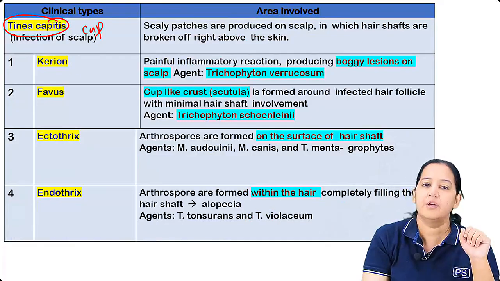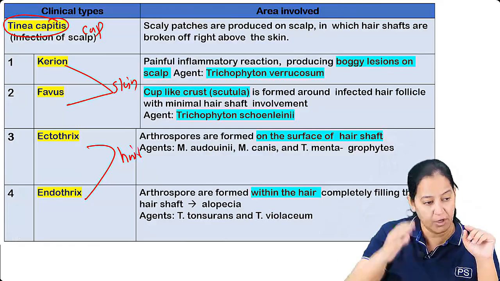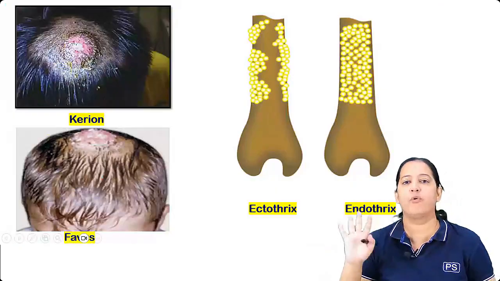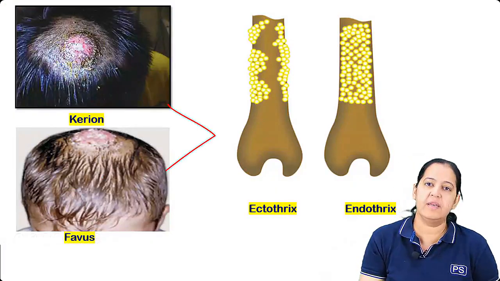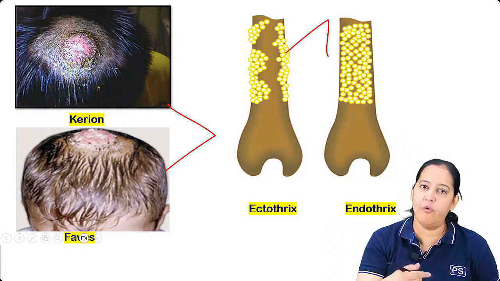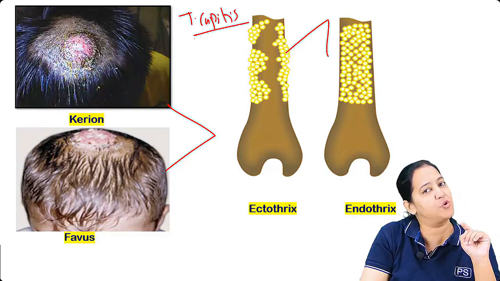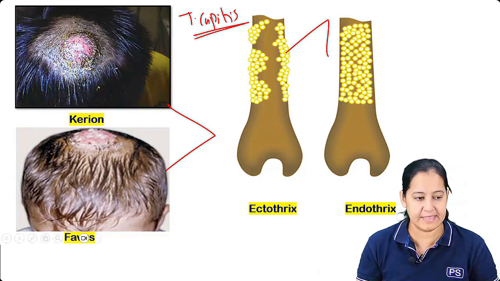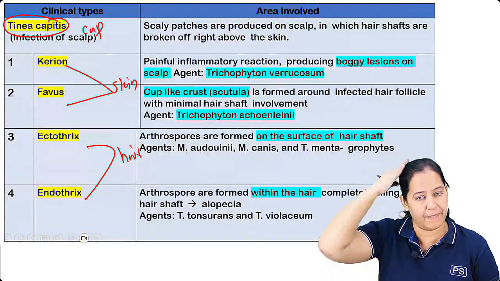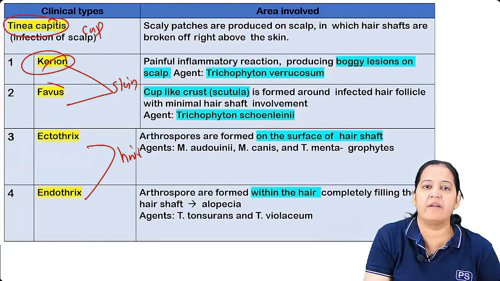I'm sorry. Two diseases occur in the skin and two occur in the hair. Skin of the scalp and hair of the scalp. All four diagrams are in front of you. Two in the skin, two in the hair. All four are in the scalp. That's why all four together are known as tinea capitis. What are the two diseases in the skin? In the skin we have kerion and favus.